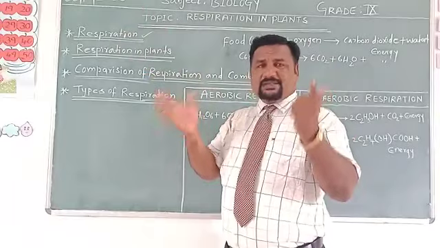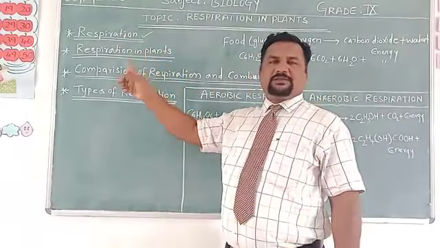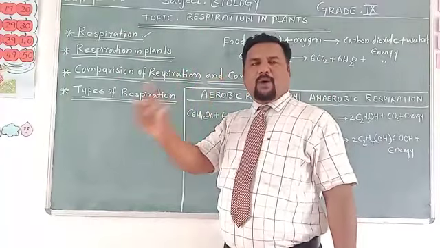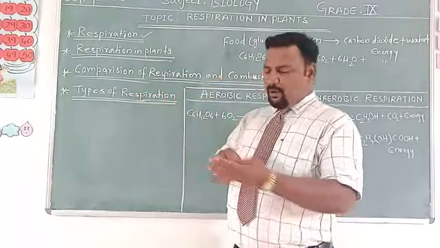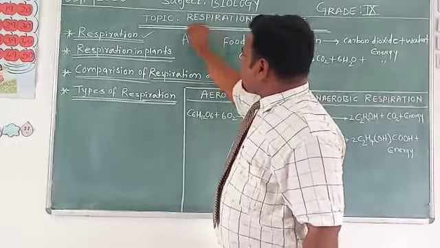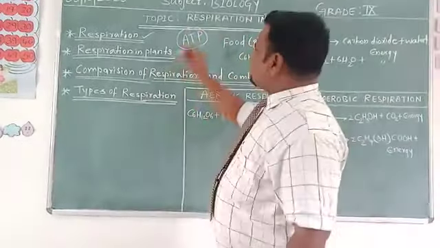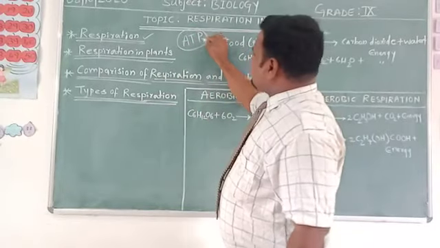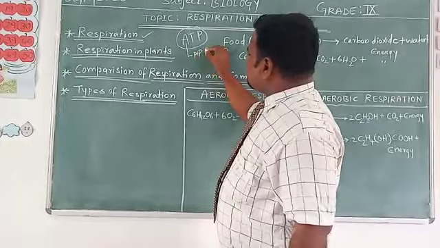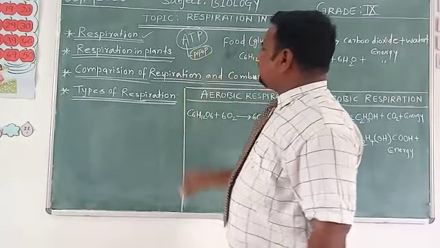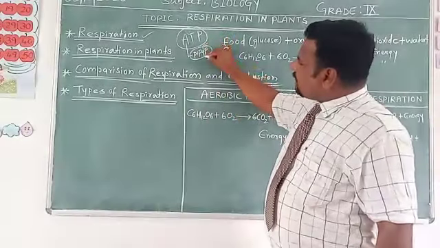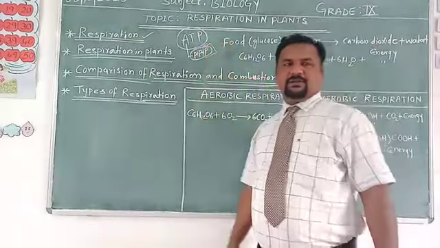That energy which is released during respiration is further stored in the form of a strong chemical bond that we call ATP, adenosine triphosphate. In this adenosine triphosphate, 3 phosphates are attached, linked to the adenine. And the last phosphate is capable of breaking, getting separated from it.